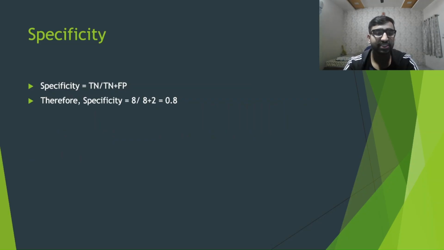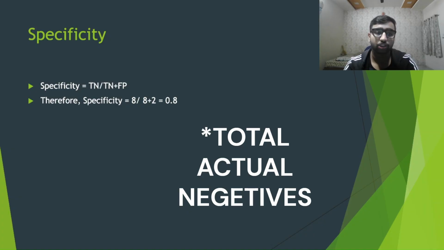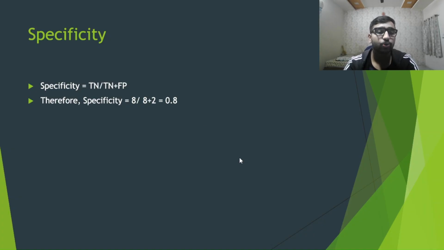Specificity. The formula for specificity is true negative divided by true negative plus false positive. The denominator represents the total actual negatives. Specificity is also known as the true negative rate. Substituting the values in the formula, we get the value 0.8 for specificity.